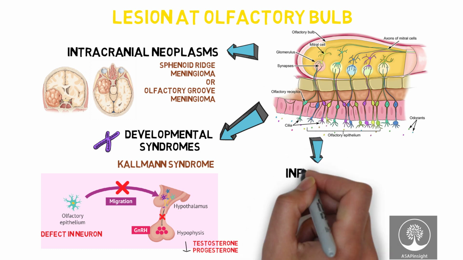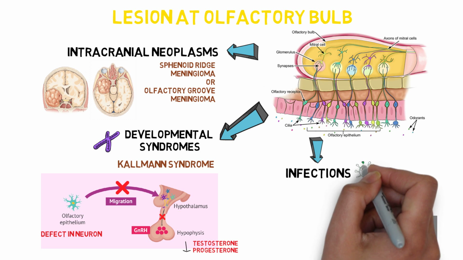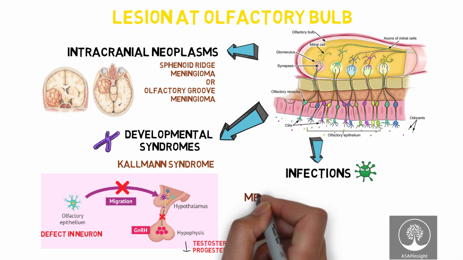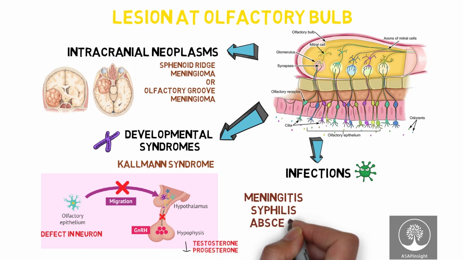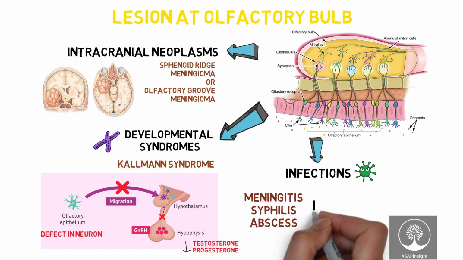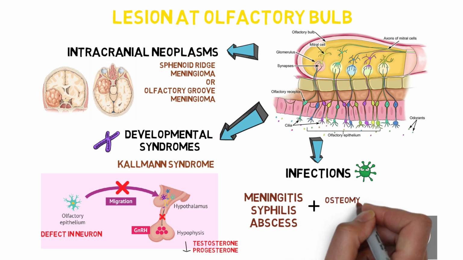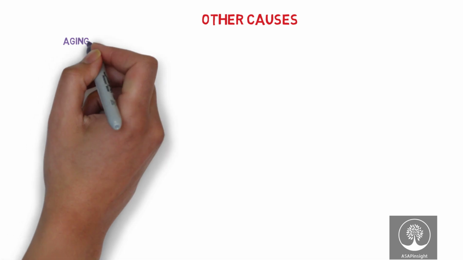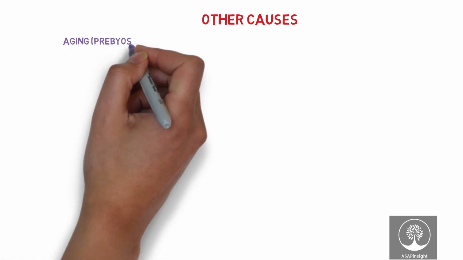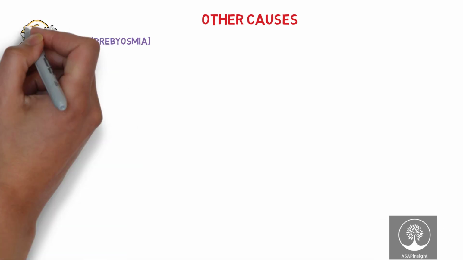Third category is infections. These include infections such as meningitis, syphilis, abscess, and infections at ethmoid bones, all underlying reasons for defect in sense of smell. Listing out other causes for smell impairment includes aging or presbyosmia. That is due to ossification of foramina in cribriform plate, and there is degeneration of receptive function.